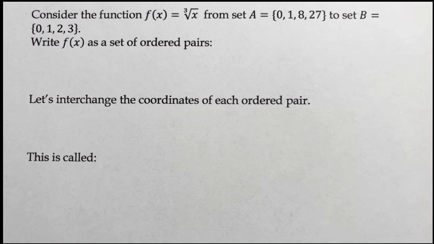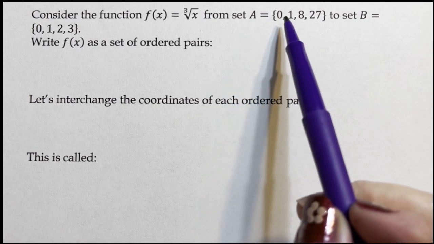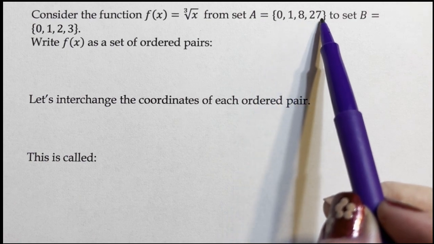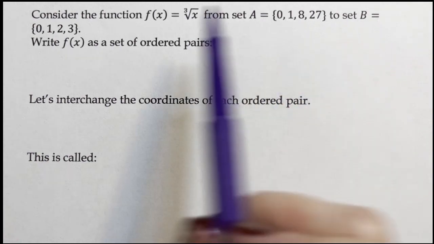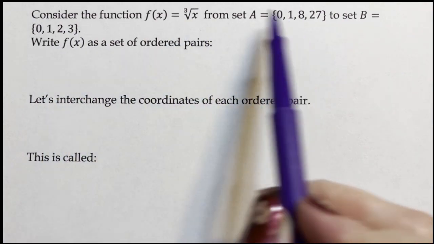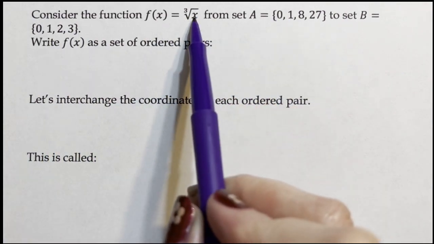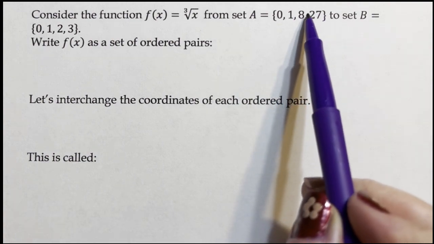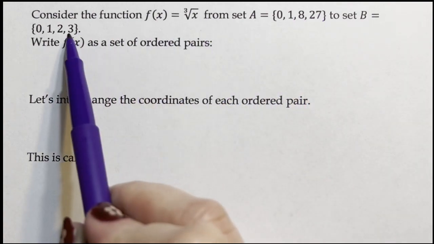Today I'm doing a series of videos on inverse functions. So we're going to start with: consider the function f of x equals the cubed root of x and the set of inputs 0, 1, 8, 27, which yield the outputs 0, 1, 2, 3. So if we put in 0, we get 0. If we put in 1, we get 1. If we put in the cubed root of 8, we get 2. And if we put in the cubed root of 27, we would get 3.